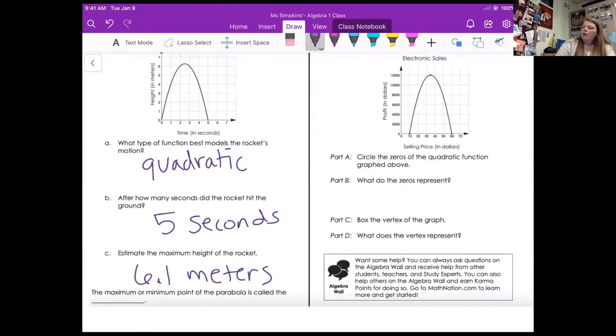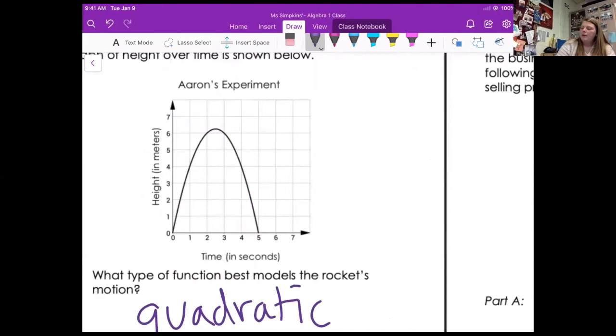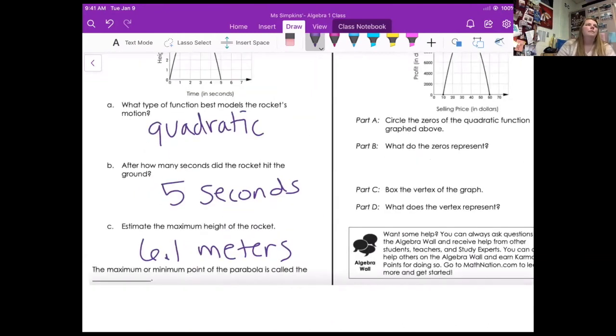So this point up here has a name. We kind of mentioned it already. It's called the maximum, and a minimum has another word. Anybody know the other word? It's called a vertex. Hey, isn't it like the cross? Okay, so let's talk about that.